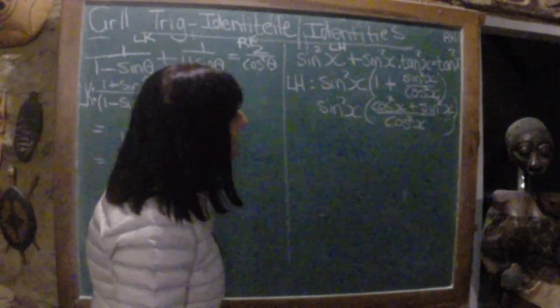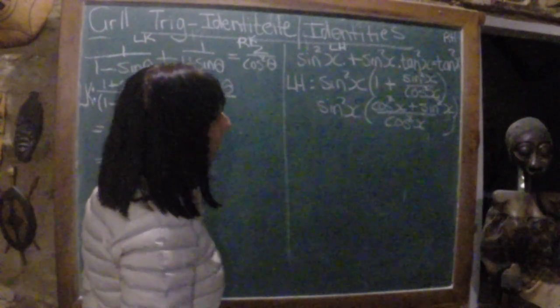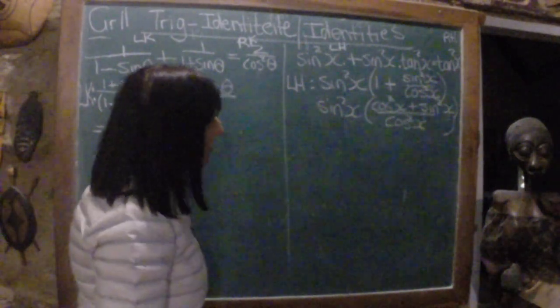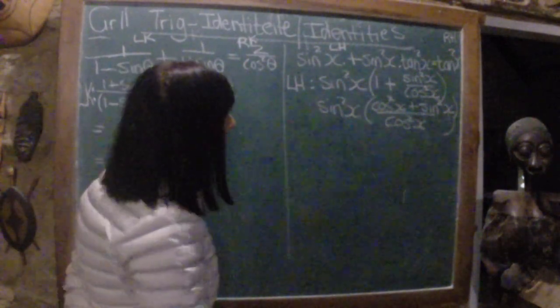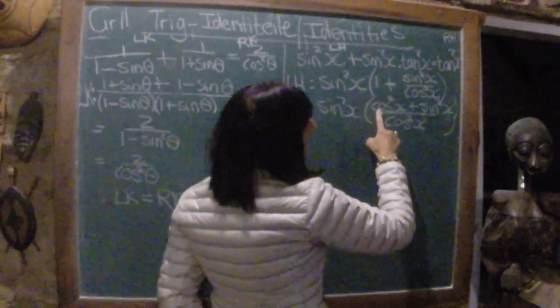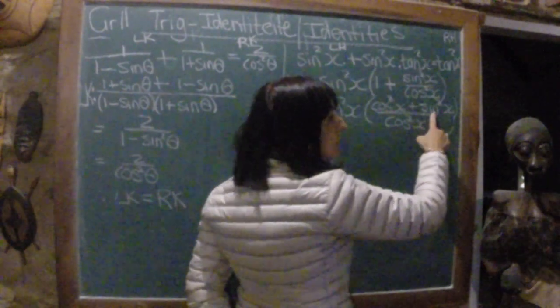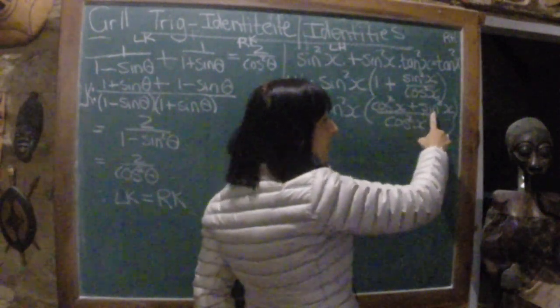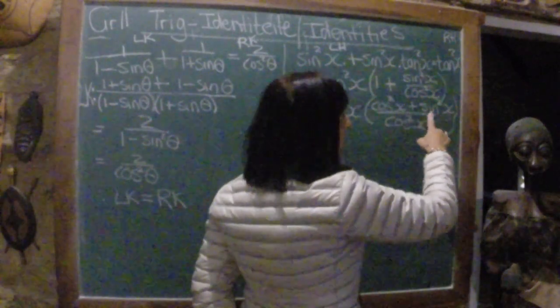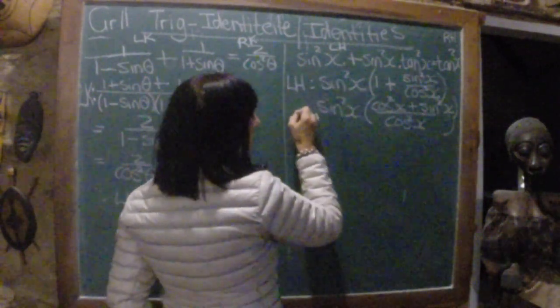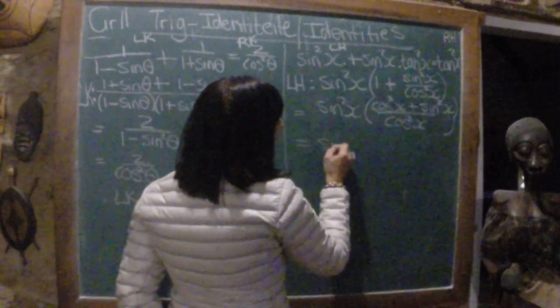Cos kwadraat x plus sin kwadraat x. Reg so? Quickly see. And if you check that out, that's our familiar identity. Sin squared plus cos squared or cos squared plus sin squared gives me 1. So ek kan daai gaan vervang met 1.